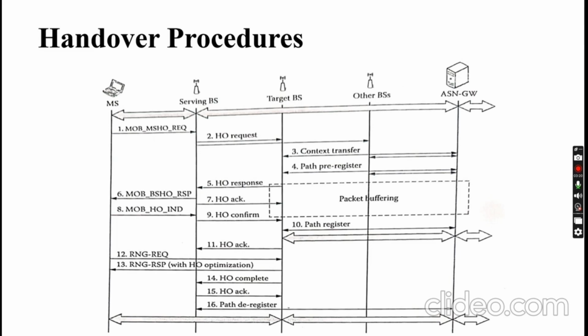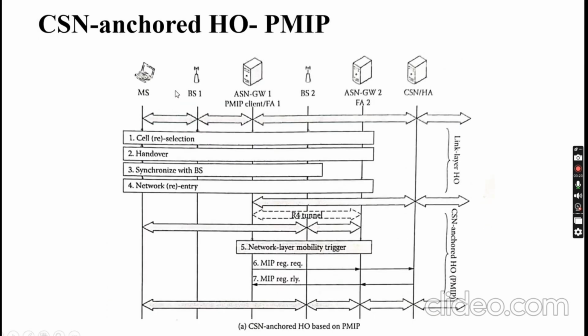So next is CSN anchored handover. This scenario indicates a CSN anchored scenario where you can see one mobile station is there, and base station one is under the control of the first gateway, gateway number one, where the next base station, number two, is under the control of the second gateway, gateway number two. Currently, let the mobile station be moving from this place to this place, then automatically the call has to be handed over. Here, the handing over is done not within the gateway, but between the gateways. So that's why it is called CSN anchored handover.